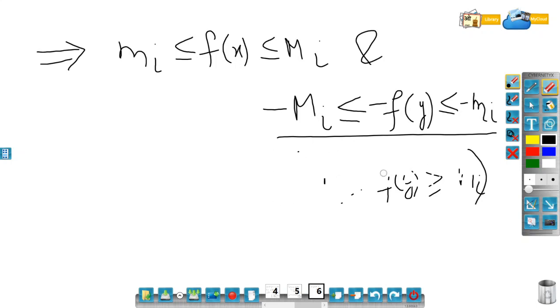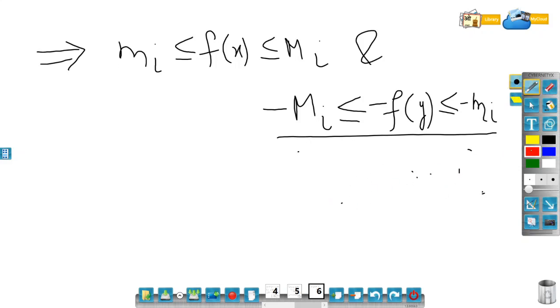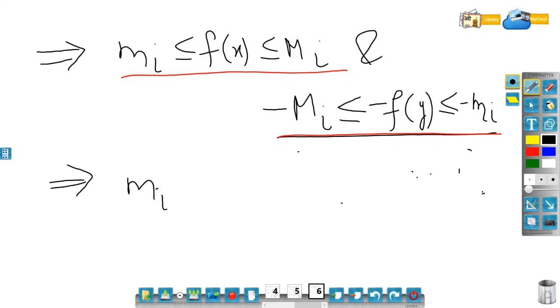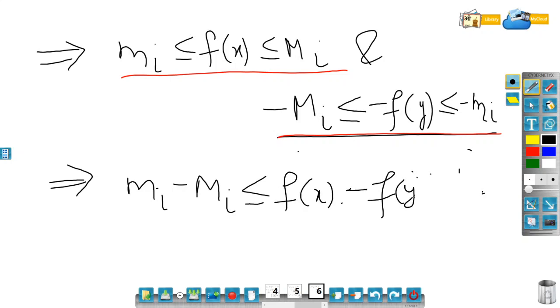So why did I do this minus? I wanted to add these two inequalities. So if I add these two inequalities, let's see what I'll get. Add this and this. If I add this, what I'll get is as follows: small mi minus capital Mi is less than or equal to f of x minus f of y, less than or equal to capital Mi minus small mi.